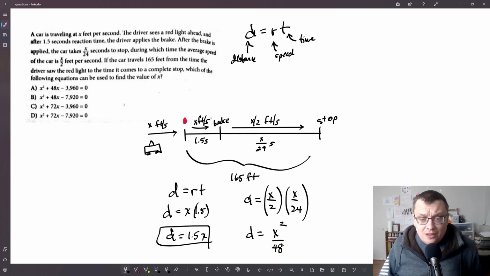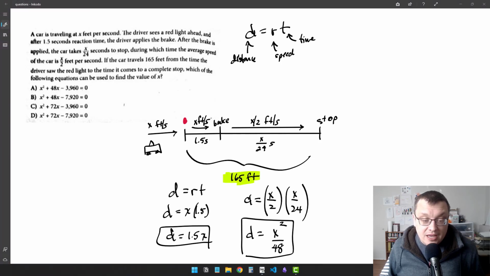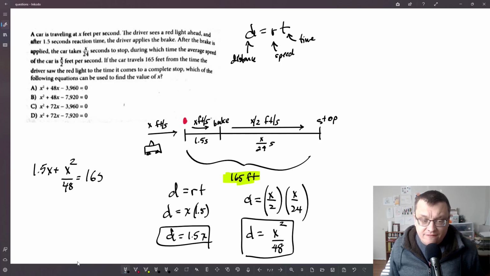Now, what do we do? Well, the key is I want to create an equation out of this. This distance plus this distance must add up to the total distance we were told. So we can go ahead and create an equation here by adding up 1.5x plus this x squared over 48, and that must equal 165. That's our total distance traveled. So now, again, we're starting to get something that looks like a quadratic.